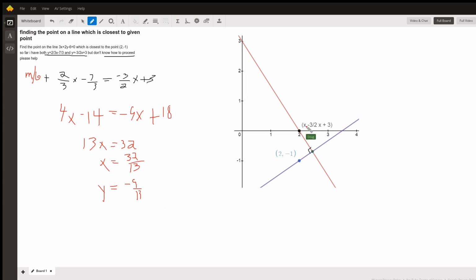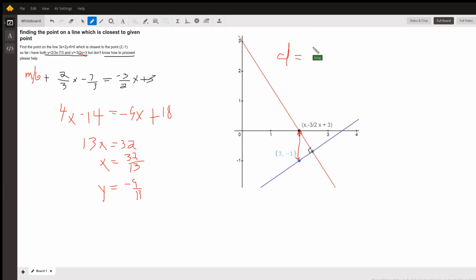But another way to do it is to realize that the coordinates of any point on this red line can be represented by x comma -3/2 x plus 3, just like you solved here. And now, if we could write a formula for the distance between these 2 points, find the derivative, set it equal to 0, we'd have the critical numbers for that distance function, the objective function, and see if the critical number gives us a minimum. So I'll just get you started there.